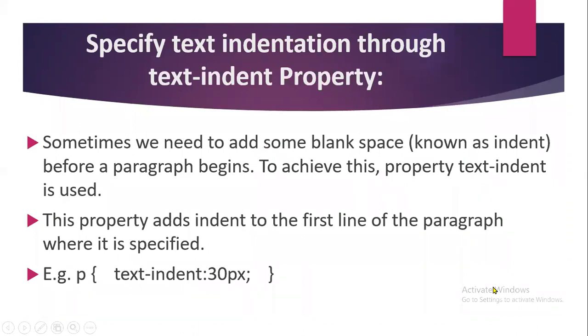Now, first of all, we'll start with the text indentation property. For text indentation, we use the text indent property. Sometimes we need to add some blank space at the front of the paragraph, where the paragraph begins. That particular blank space is known as indent. To achieve this, we use the text indent property. This property adds indent to the first line of the paragraph where it is specified.